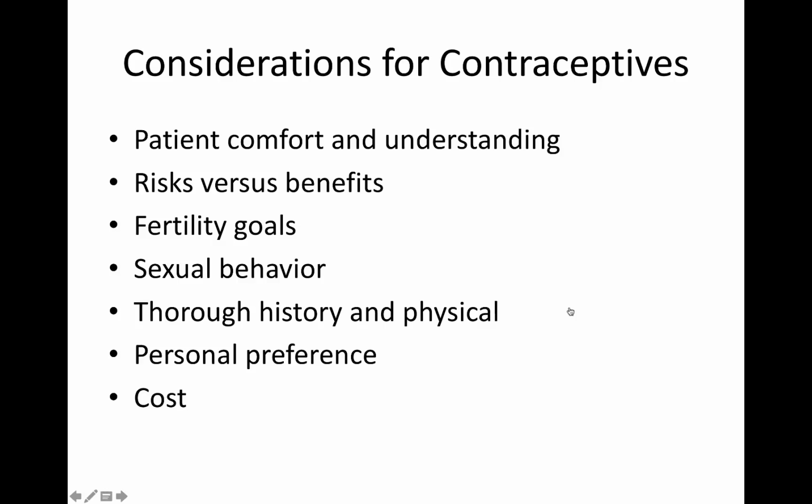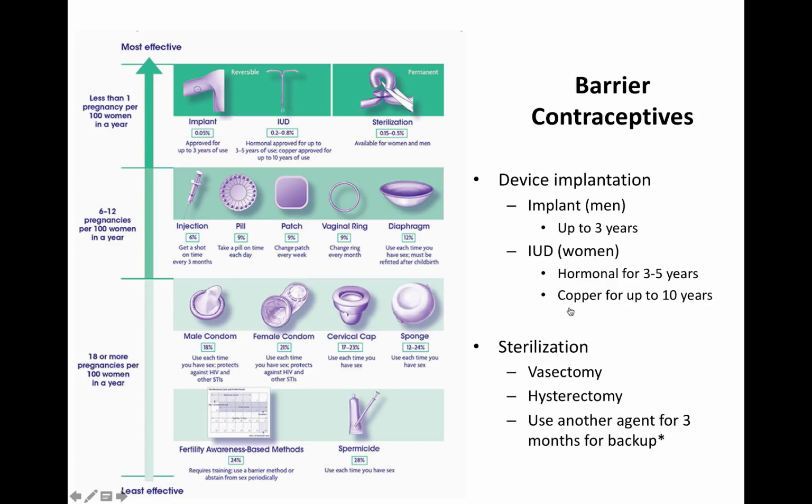When talking with the patients, it's important to understand the patient's ultimate fertility goals and sexual behaviors, as this may influence what products you choose. Personal preference and cost will also play a large role. So next, we're going to move into talking about the different types of barrier contraceptives.